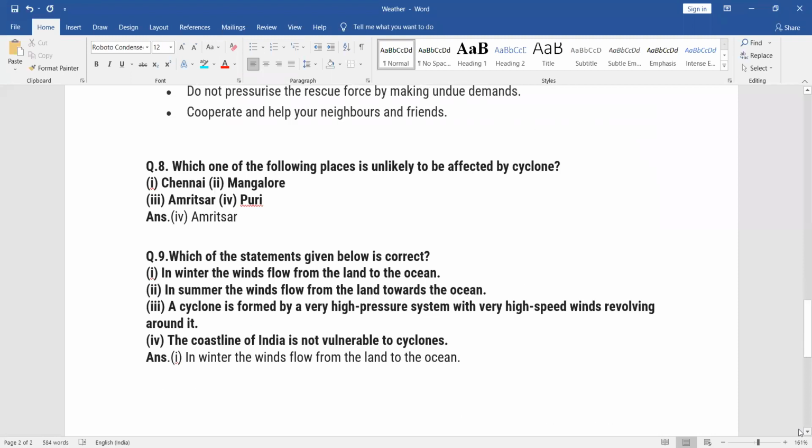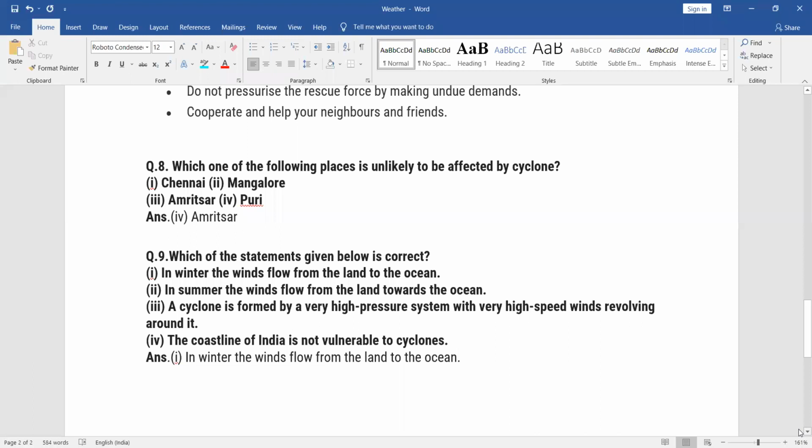Which one of the following places is likely to be affected by the cyclone? Just see: Chennai, Mangalore, Amritsar, and Puri. Which cannot be affected by the cyclone? The place where the seashore is not there. So from these four options, we can say Amritsar cannot be affected by the cyclone. Yes. Next question. Just see.